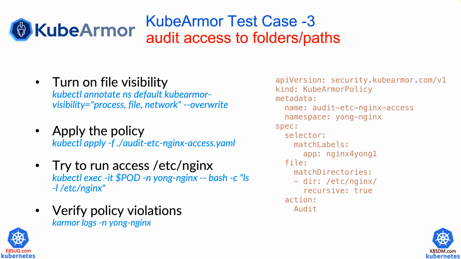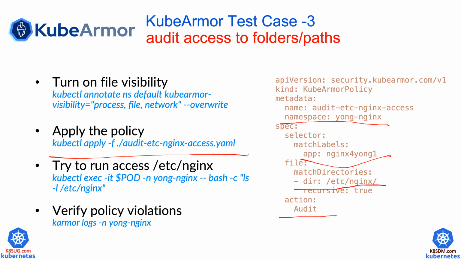The next test case is about how to audit the access to folders or paths. As you can see from the screen, we can easily create a YAML file, apply it to this particular namespace, with the match label showing here. And what we are going to audit here is /etc/nginx. And the action is audit. So how to apply the policy? You just run this command to apply the policy.